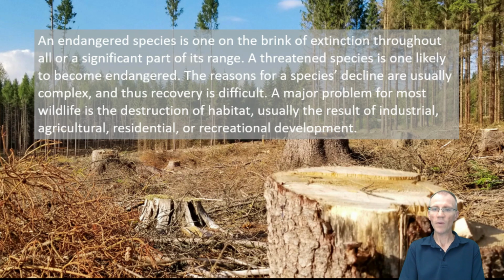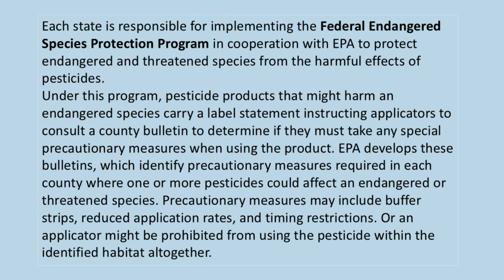A major problem for most wildlife is the destruction of habitat, usually the result of industrial, agricultural, residential, or recreational development. Each state is responsible for implementing the Federal Endangered Species Protection Program in cooperation with EPA to protect endangered and threatened species from the harmful effects of pesticides. Under this program, pesticide products that might harm an endangered species carry a label statement instructing applicators to consult a county bulletin to determine if they must take any special precautionary measures when using the product.